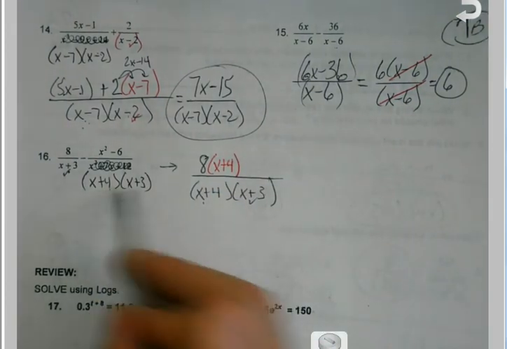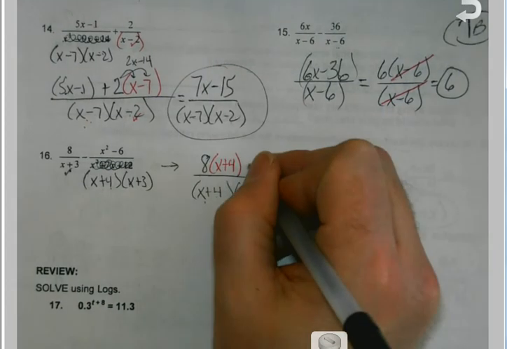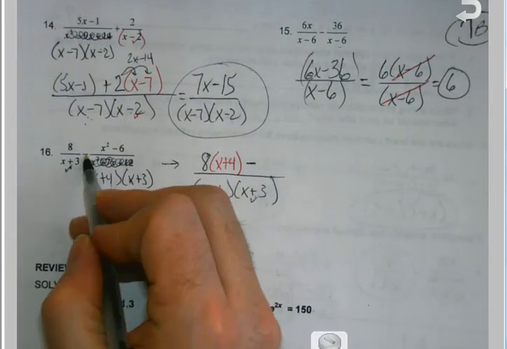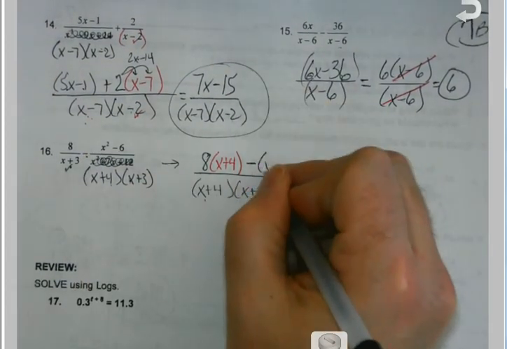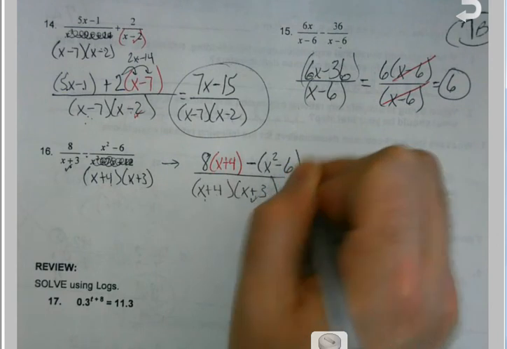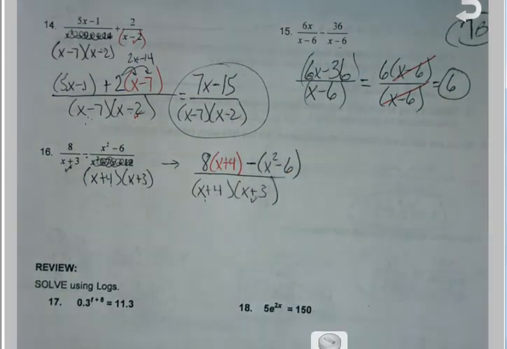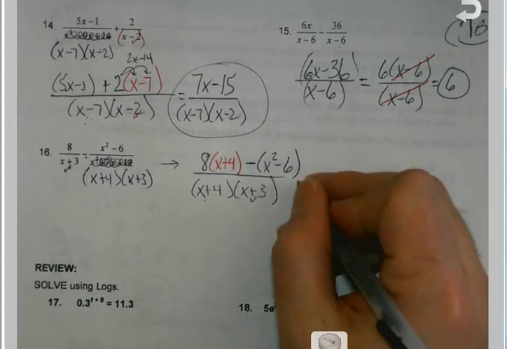My second part of the fraction, though, doesn't need anything. But here's the catch, and be careful. With the minus, that minus distributes to the x squared and the minus 6. And it's that distribution of the minus 6 that everybody seems to forget when they're doing one of these.